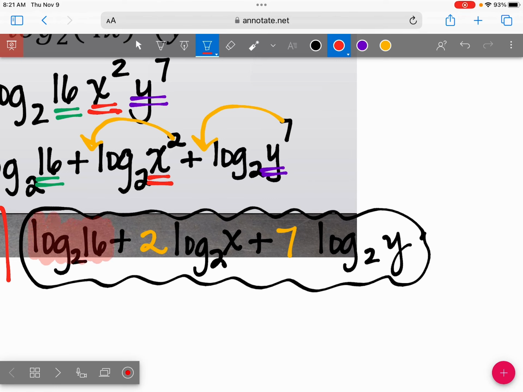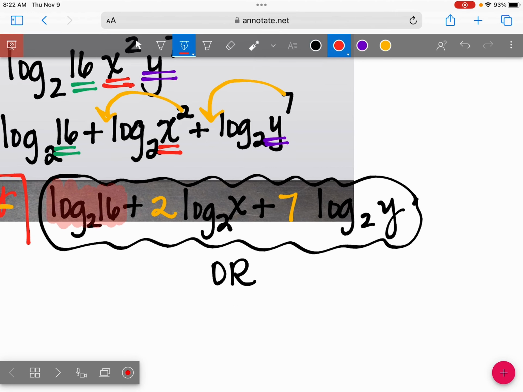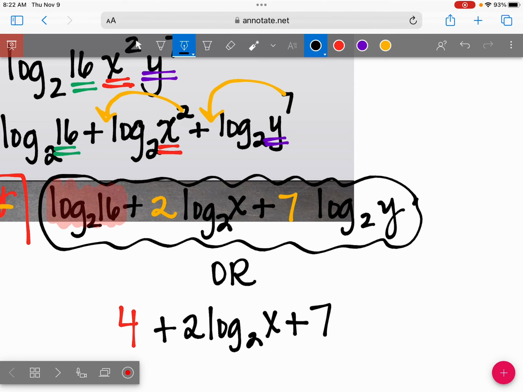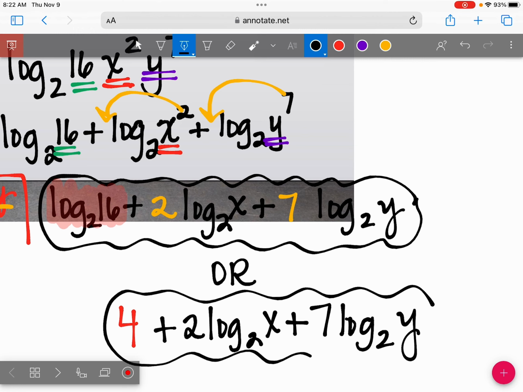That can be evaluated. We can quite easily figure out what the log base 2 of 16 is. So 2 to the what power is 16? 4. So the best answer would be 4 plus 2 log base 2 of x plus 7 log base 2 of y. That is the best answer. I will take either answer though. All right, so that concludes 5.5.